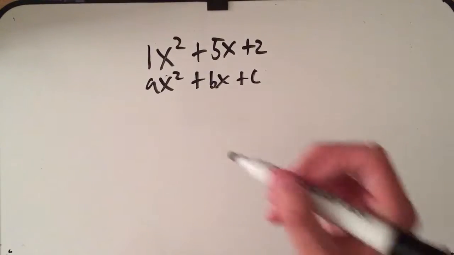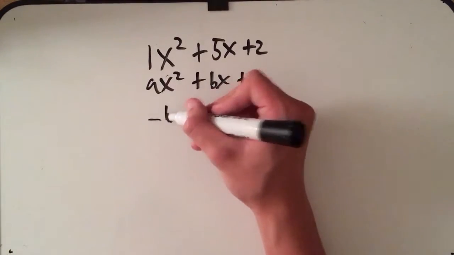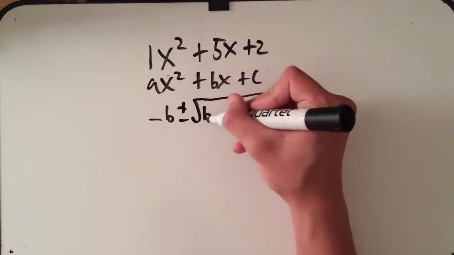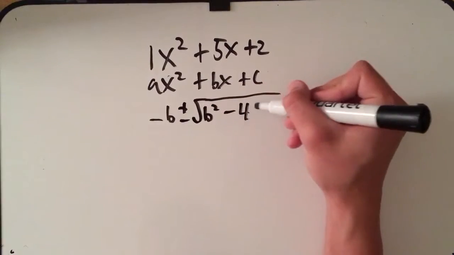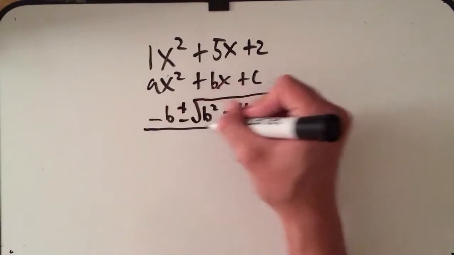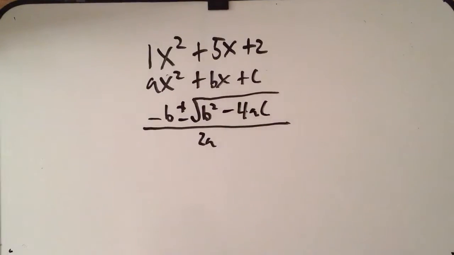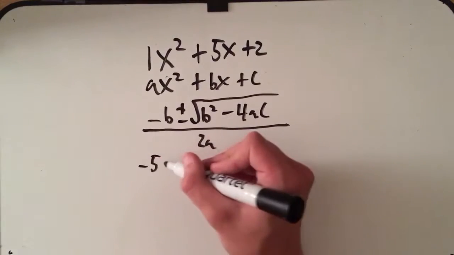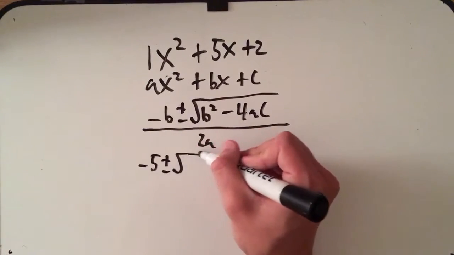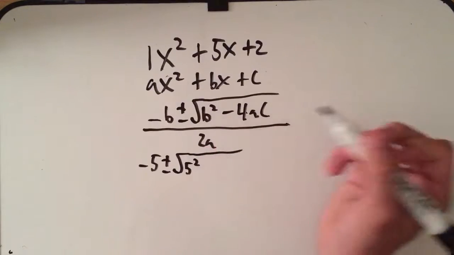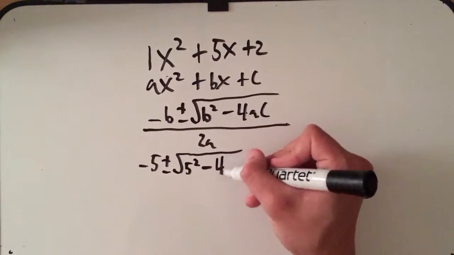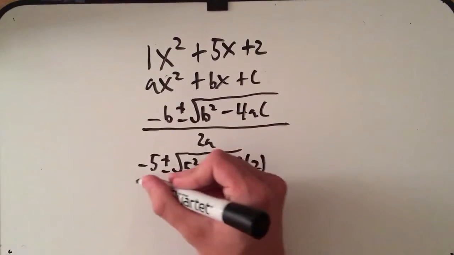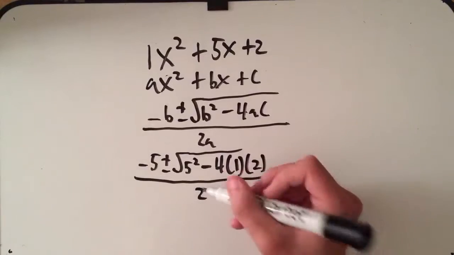So the quadratic formula is negative b plus or minus the square root of b squared minus 4ac all over 2a. So for this case, it would be negative 5 plus or minus the square root of 5 squared minus 4a, which is 1, and c, which is 2, all over 2a.